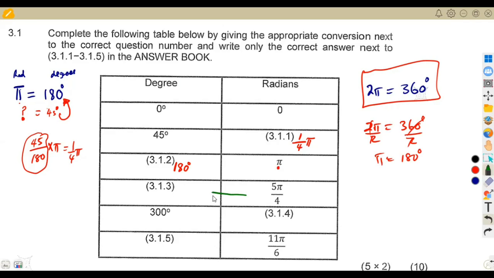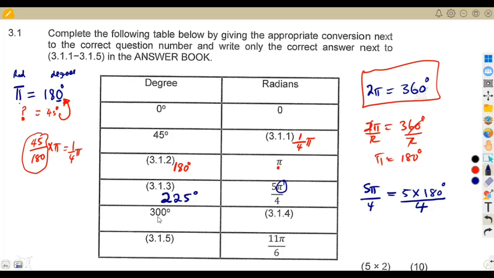You are converting from radians to degrees. When you are converting from radians to degrees, it's a simple one because you already know that pi is equal to 180 degrees. So you simply substitute when you are given 5 pi over 4. You substitute pi as 180 degrees, so we can simply write 5 times 180 degrees over 4. Your answer is already in degrees. And this one is going to give us 225 degrees.